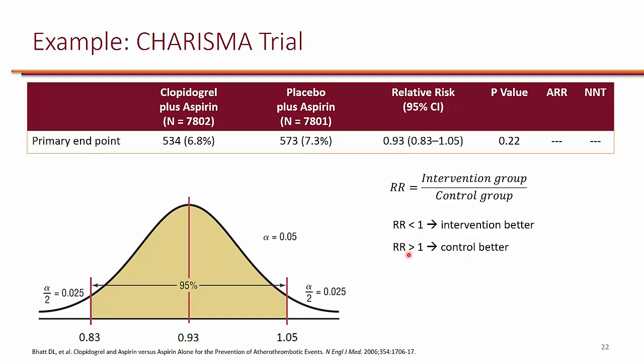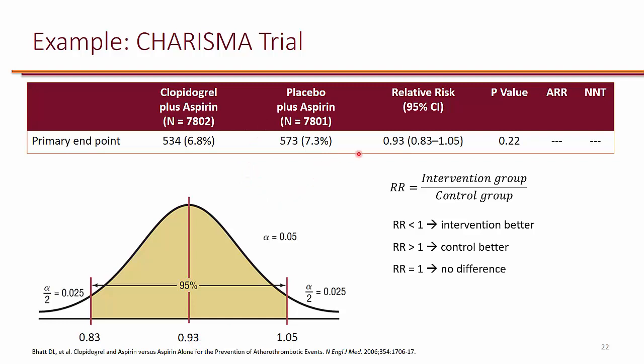Okay. Now, if these numbers were reversed, that would have meant that your control group was doing better. So if the number was greater than 1, and obviously if you had the same number of events in both groups, you're dividing the same number, which means that you would get 1. 1 means there would be absolutely no difference between the two groups. Okay, so 0.93 means in favor of the intervention group.